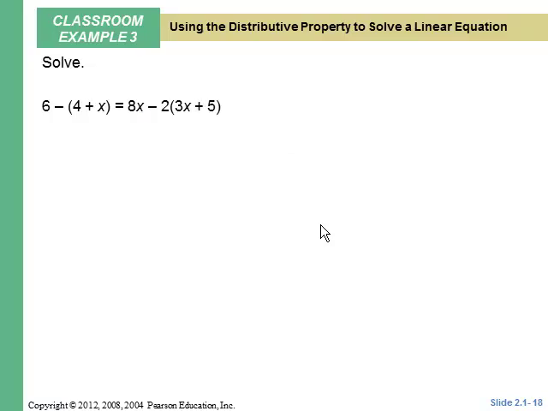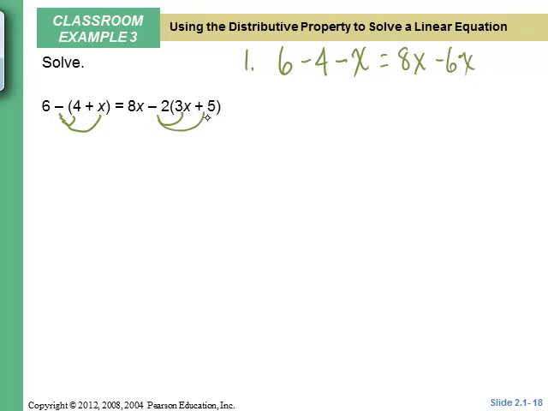Here we go. Step 1, clear the fractions. Don't have to worry about that. Let's go right on to step 2. Use the distributive property. 6, and we're going to distribute the negative sign into both parts in parentheses. So minus 4 minus x. Make sure you make that minus x equals 8x. Negative 2 times 3 is negative 6x. Negative 2 times 5 is negative 10.